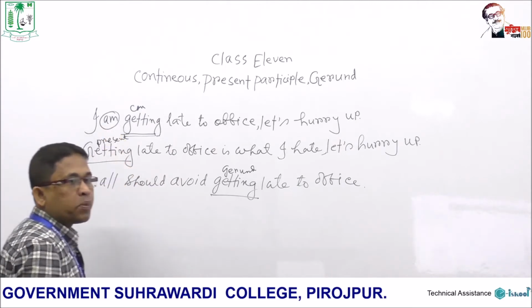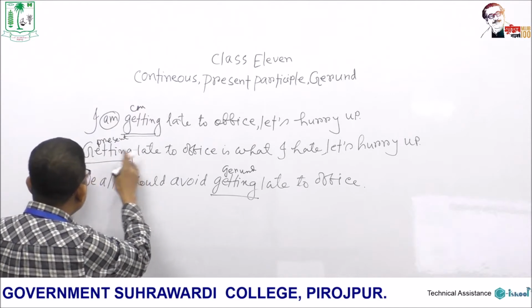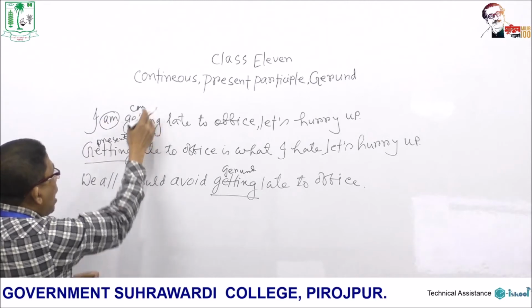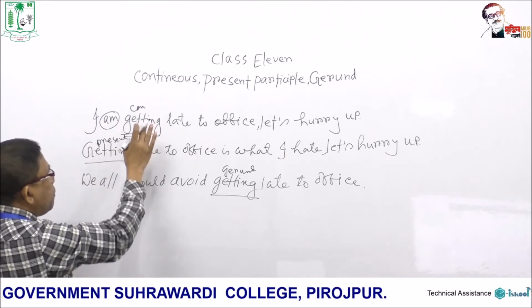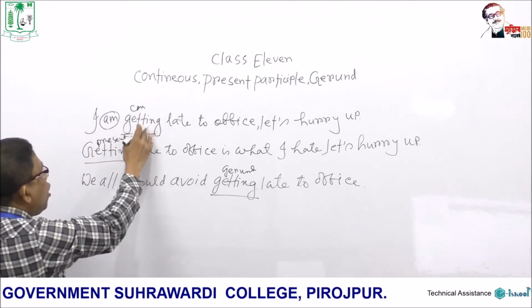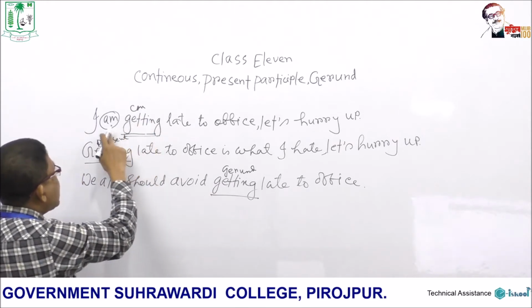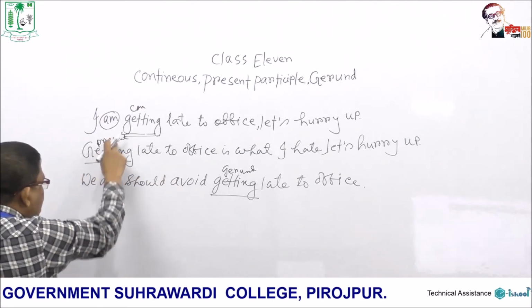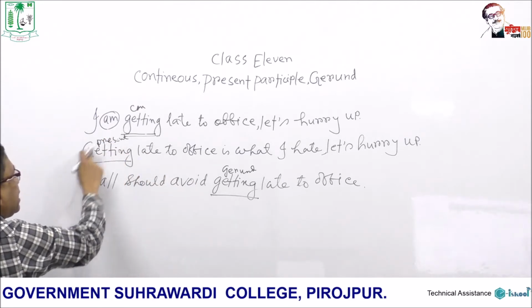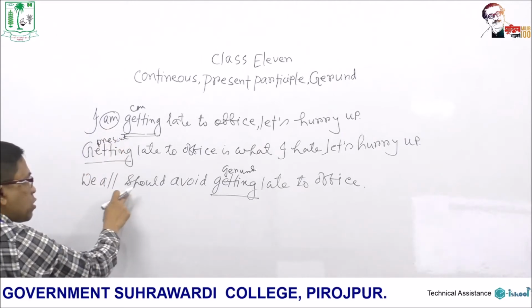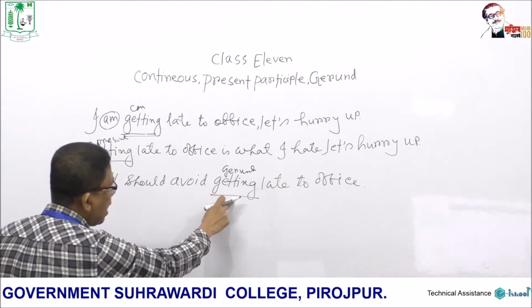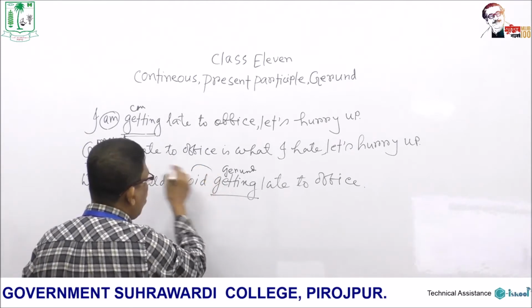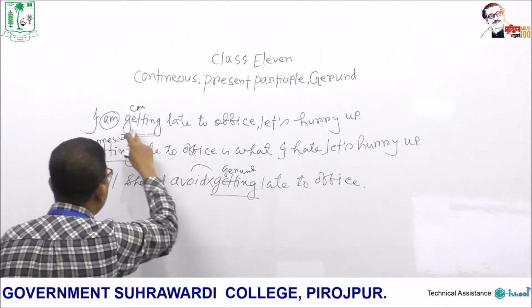But in the other two cases, getting late to office, this getting is not governed by any auxiliary verb. So a present continuous verb or a progressive verb is governed by an auxiliary verb, but a present participle is not governed by any auxiliary verb, and this is also true in the case of the gerund. We all should avoid getting. Here we are getting, no auxiliary verb here.